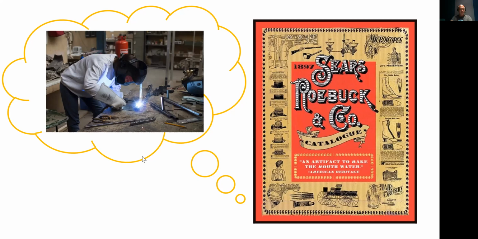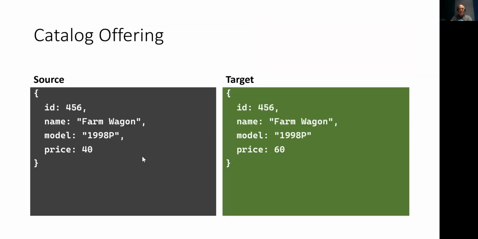So we'll start really simple. We'll take a catalog offering. And in the source, I had an ID 456. It's a farm wagon. It has a model number and it has a price. And in the target database in my catalog, I need an image of that. I need to know these things. So I need some process to take it from the source to the destination, pretty much straight through.